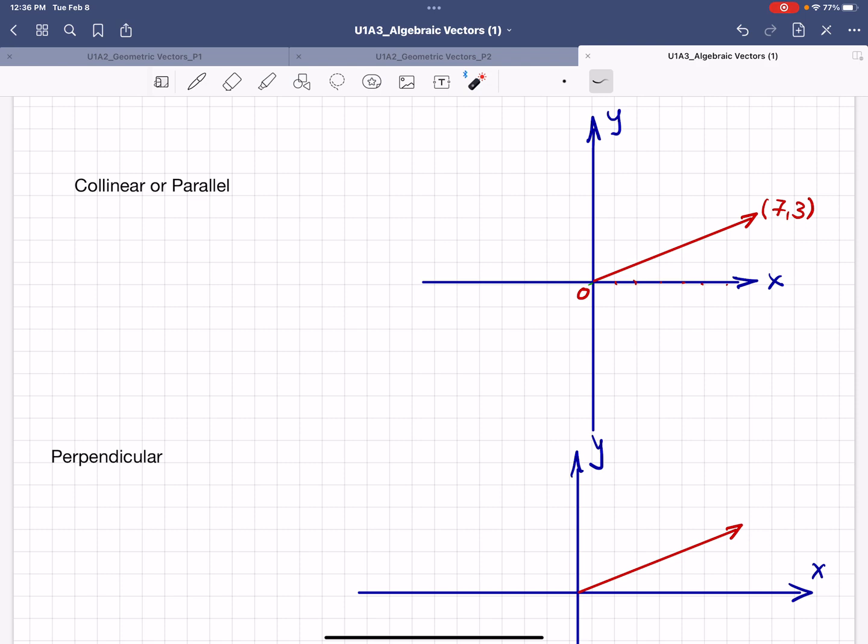Two vectors we're going to say are collinear if they are lying on the same line. For example, if this is a straight line and we have two vectors in here, this vector here and this vector right here, these two vectors are collinear, vectors A and B. Let's give them a name, okay?